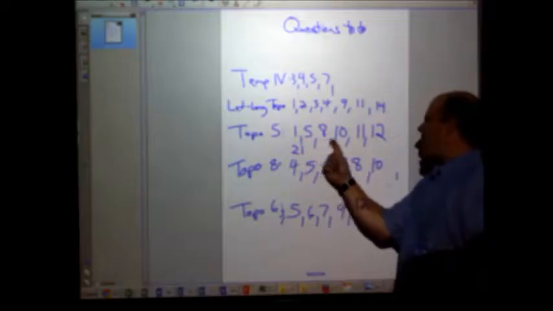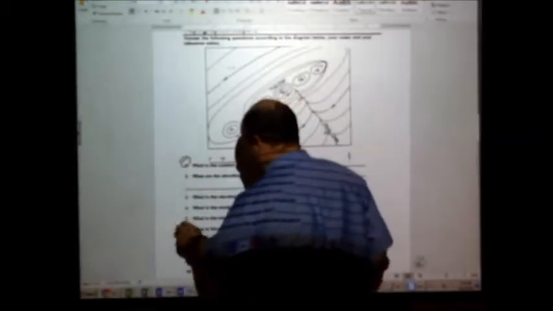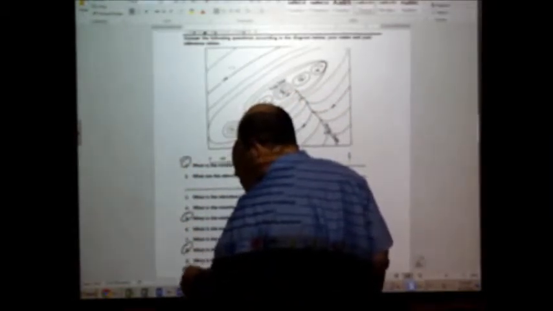Hopefully that's what you got for your homework, and now you can check it out right here. Topographic maps number 5. You had questions 1, 5, 8, 10, 11, and 12.